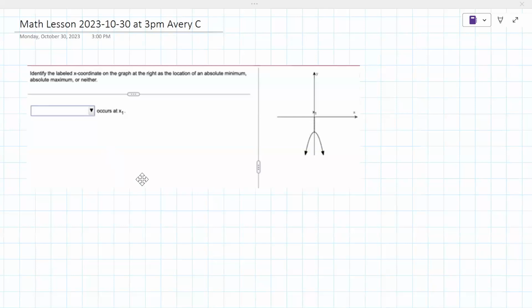Okay, the first one's pretty straightforward. It says, what's going on right there? Is that a min or is that a max? This is a max. It's a peak. It's like if you've ever been hiking. So hopefully there's a max there. Yeah, the absolute max. There you go.